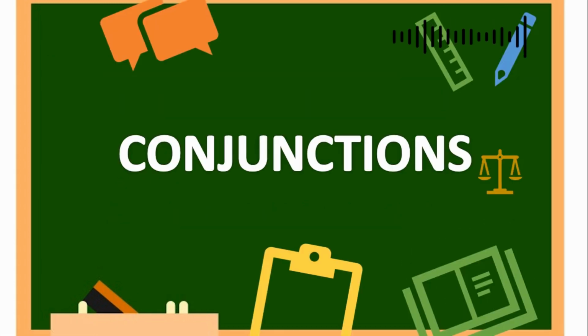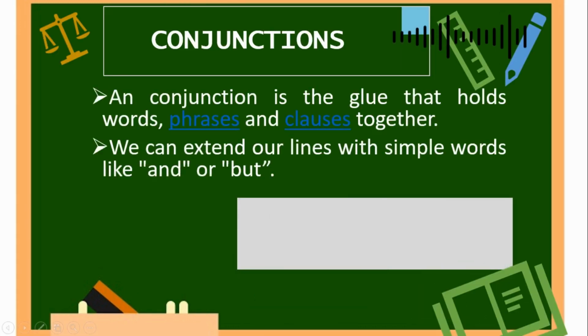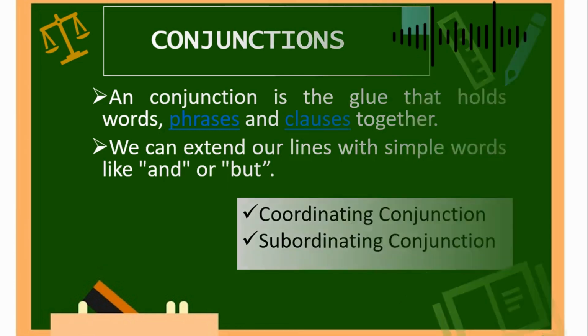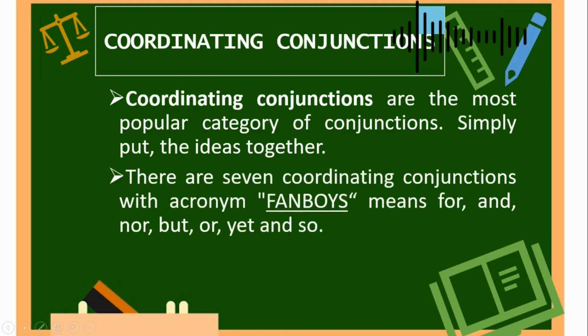Conjunctions. Conjunctions are the glue that holds words, phrases, and clauses together. We can extend our lines with simple words like and or but. We have two types of conjunctions: coordinating conjunctions and subordinating conjunctions. Coordinating conjunctions are the most popular category of conjunctions. They simply put ideas together. There are 7 coordinating conjunctions with the acronym FANBOYS, meaning for, and, nor, but, or, yet, and so.